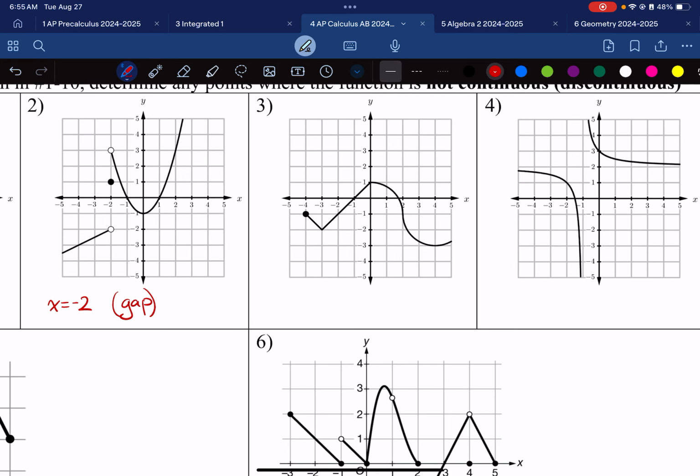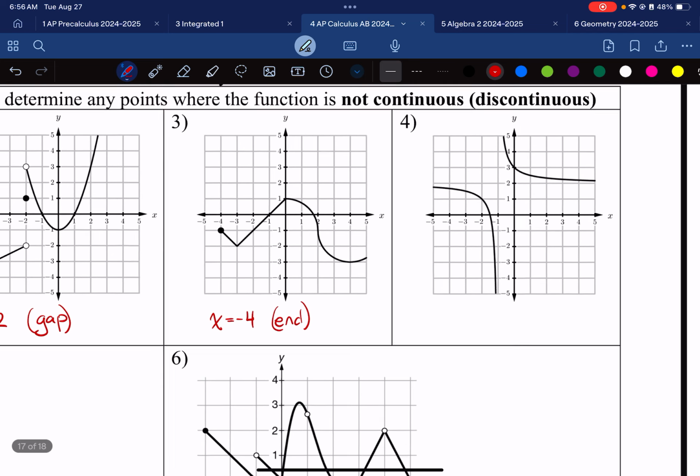In number 3, again, every year I kind of debate whether I should include an endpoint discontinuity because you do have to pick up your pencil and then there's nothing else going on. So I'm going to include it in this worksheet, of course. So x equals -4. It's an end discontinuity.